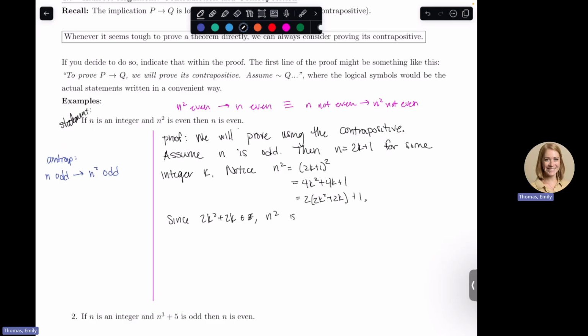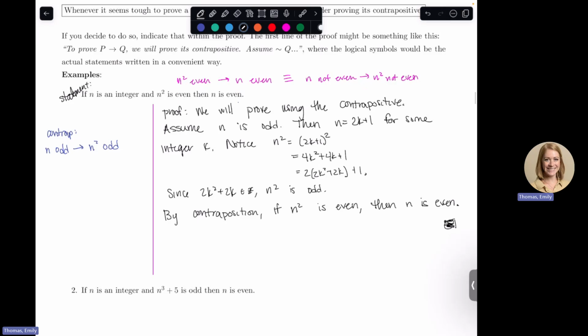n squared is odd. So by contraposition, if n squared is even, then n is even. So I've restated the thing I was actually proving at the end for the conclusion. So proof by contrapositive: assume not this, show not this, and then say, because we've done this, we know that this way is true.